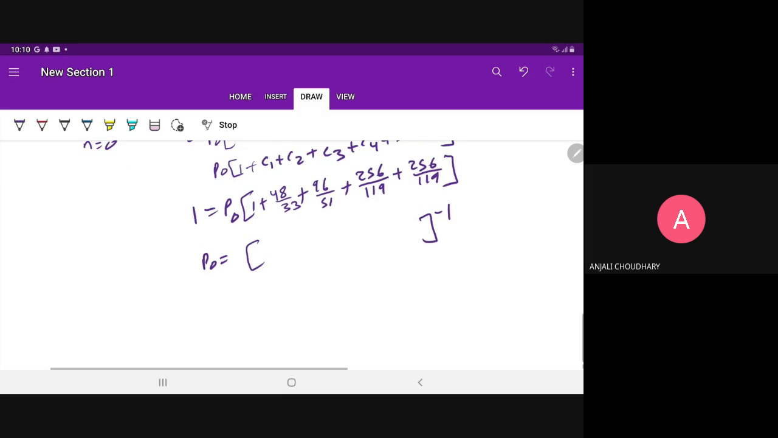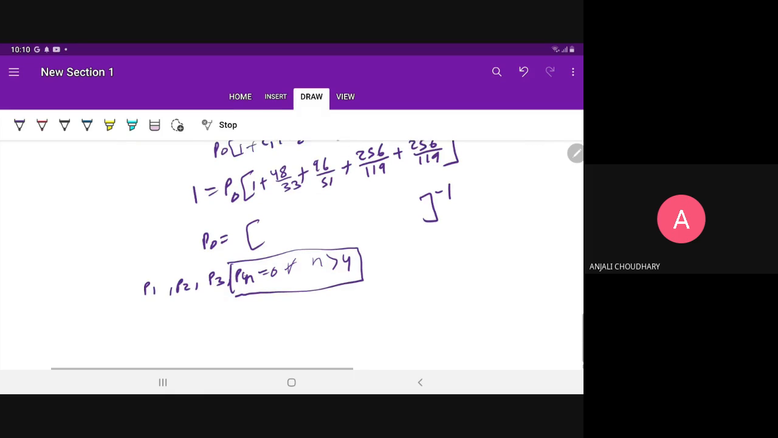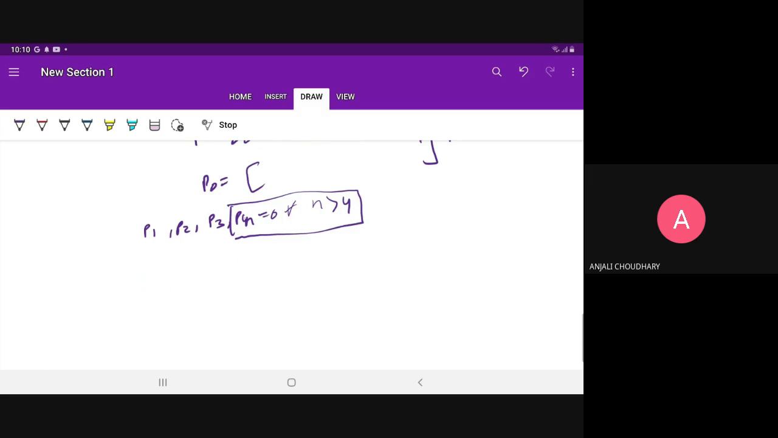Can anyone give the answer? So after having the P naught, we can compute P1, P2, P3, P4, right? Or instead of P4, you write Pn equal to 0 for all n greater than 4. So this is the necessary line to write. Here we have to compute all the necessary probabilities. After computing P naught, we can compute P1, P2, P3, P4, also P5 I think.